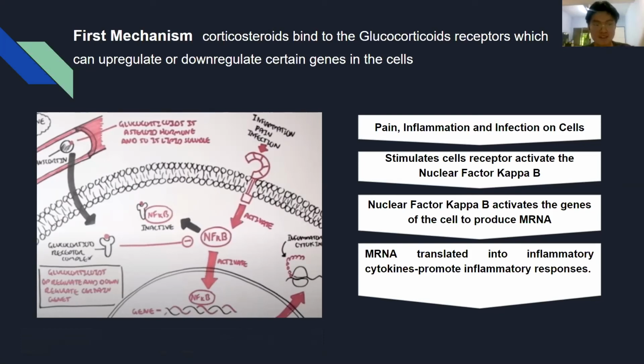So when the cell undergoes inflammation, the corticosteroid, which is a lipid-soluble hormone, will enter into the cell and bind to the glucocorticoid receptor complex. The glucocorticoid receptor complex will then bind and inhibit the nuclear factor kappa B. The nuclear factor kappa B is then inactivated and will not produce any inflammatory cytokine. Thus, the inflammation of the cell is suppressed.